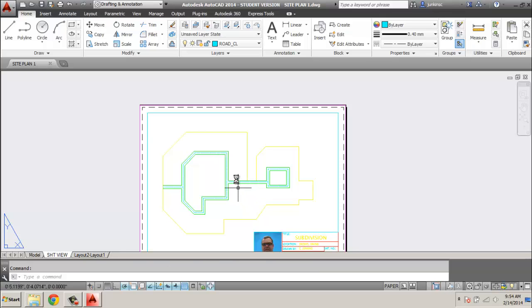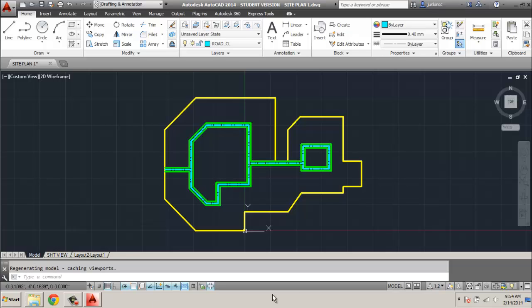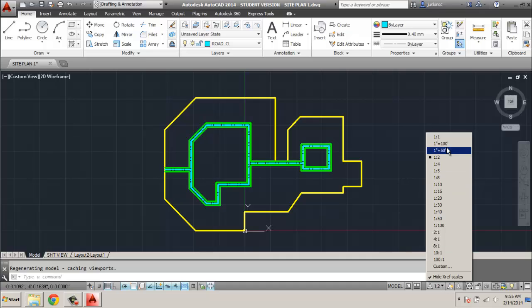Okay, there's our drawing, kind of how we left it. We had some roads started in here. You'll notice if I go to my model view, this is set to 1 to 2. There's an annotation scale here, and I can see that I've got some custom scales. You won't have this in yours, but we can create some custom scales.